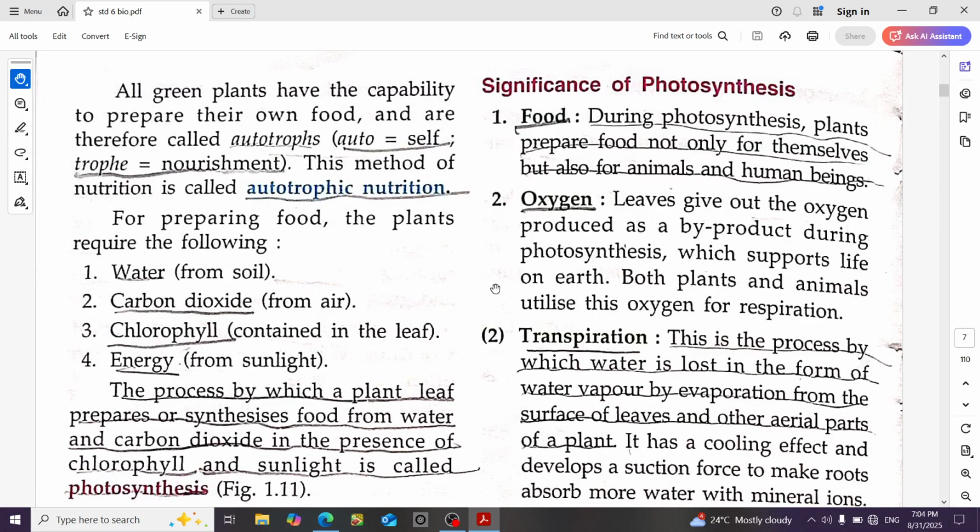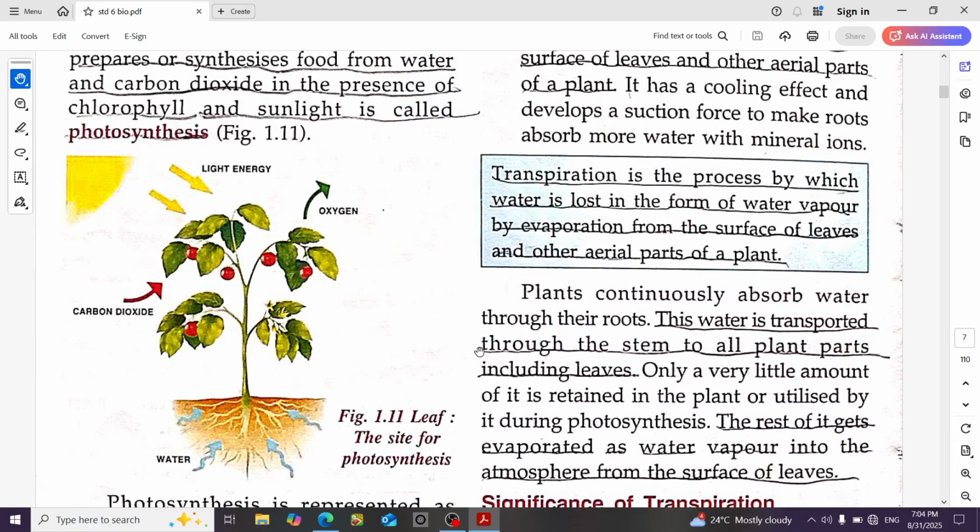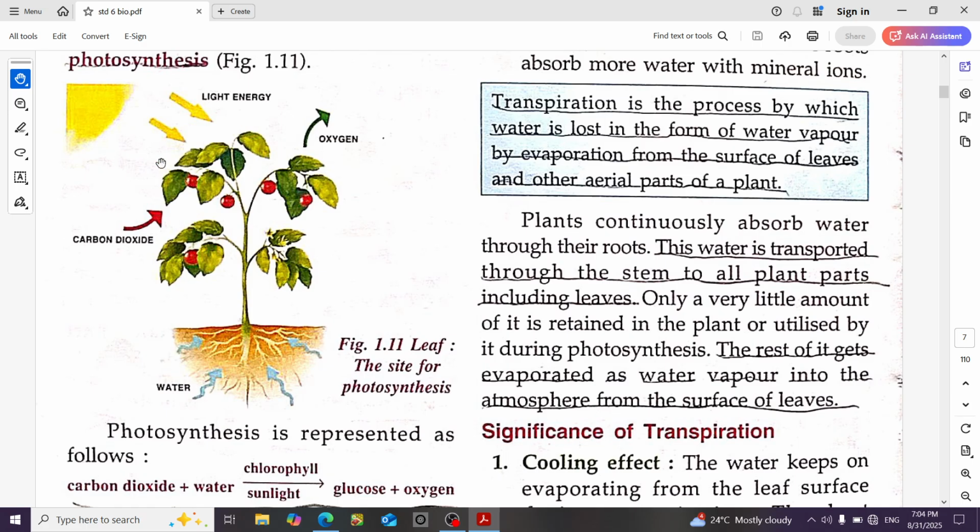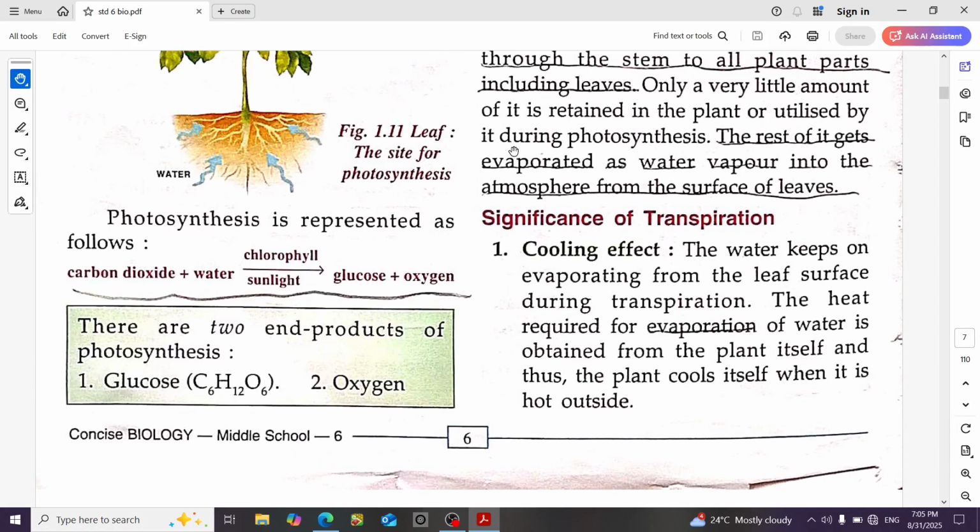So what are the things they require? Water, carbon dioxide, chlorophyll, and energy. What is chlorophyll? Chlorophyll is a green colored pigment. It's a color giving substance which helps the plant to manufacture, to make its own food. So the process by which the plant makes its own food in the presence of carbon dioxide, chlorophyll, and sunlight is called photosynthesis. Look at this diagram. So here sunlight falls on these leaves. That is the light energy. Carbon dioxide goes in, oxygen comes out, water from the roots is sucked up, and this reaction takes place. Carbon dioxide plus water in the presence of chlorophyll and sunlight gives glucose and oxygen. Now this is the formula for glucose. Children, learn this formula, C6H12O6.